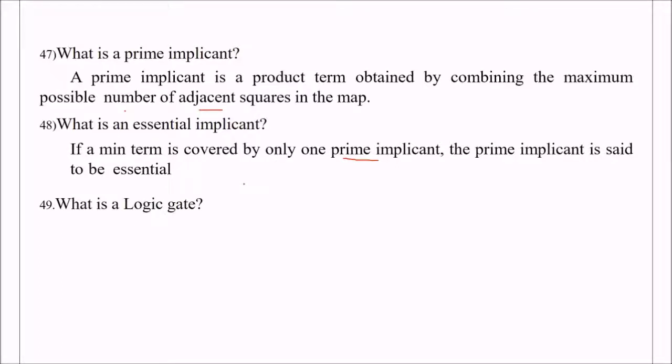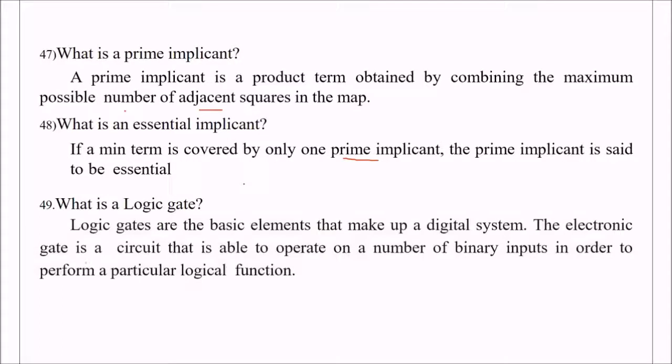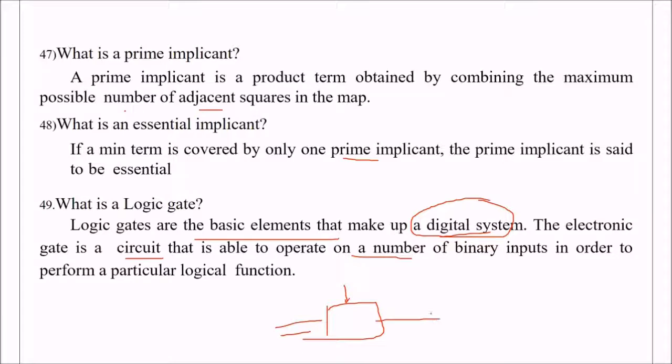What is a logic gate? AND, OR, NOT, you have seen. Logic gates are the basic elements that make up a digital system. This is very important. You have to answer like this. You can give an example that AND, OR, NOT gates are logic gates, but these are the basic elements that make up your digital system. So the electronic gate is a circuit that is able to operate on a number of binary inputs. For every logic gate, you will have certain binary inputs, and in order to perform a certain logical function, AND, OR, NOT, NAND, whichever you like, the result will be something.